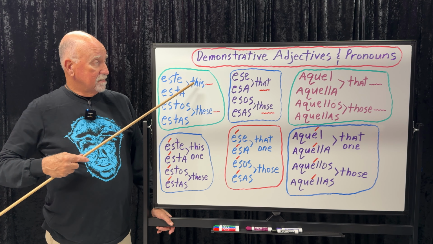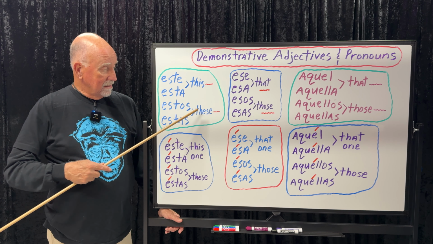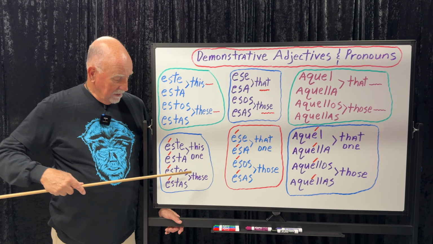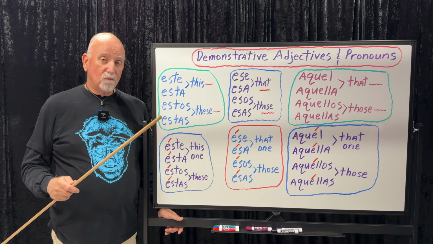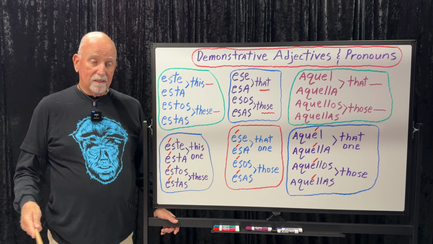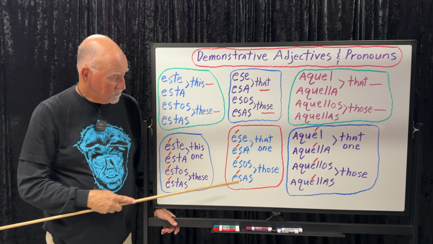Este and esta just simply mean this followed by the noun. Estos and estas, they mean these plus the noun. Estos and estas without the noun mean these, not these ones. Try to break that habit. It's just these. I like these. I prefer these. Mom likes those. A mamá le gustan esos.